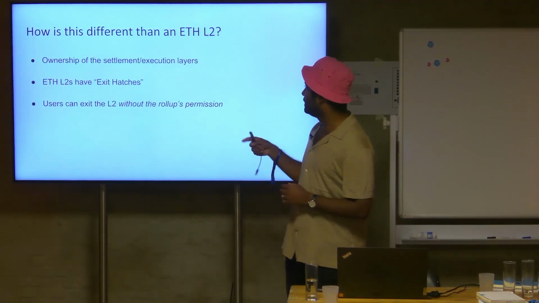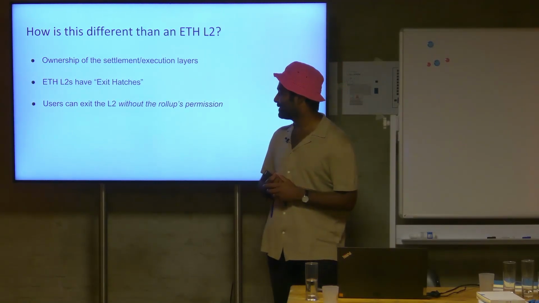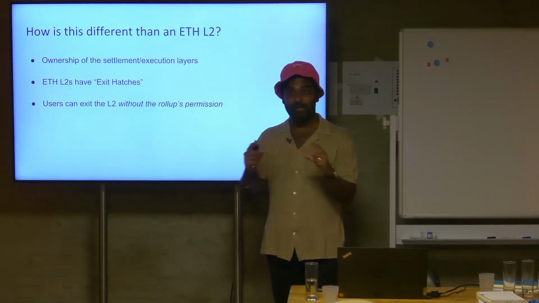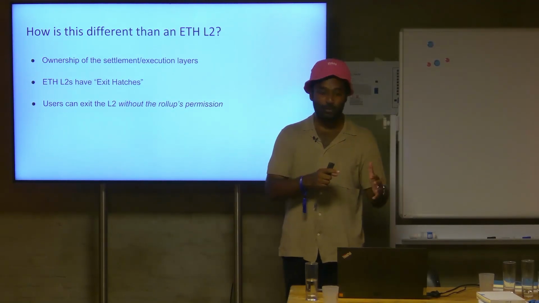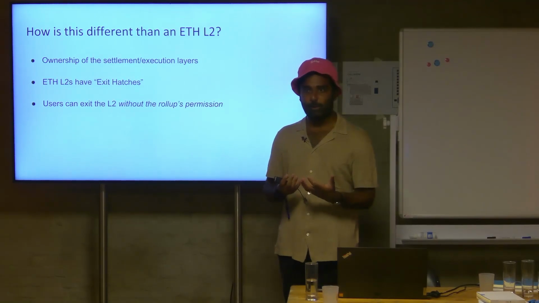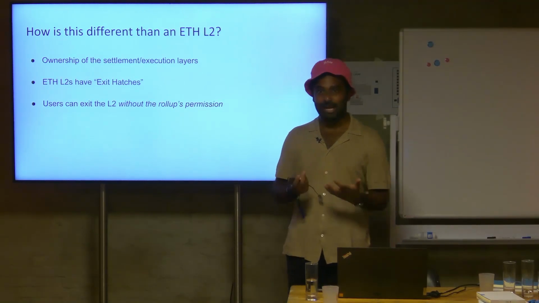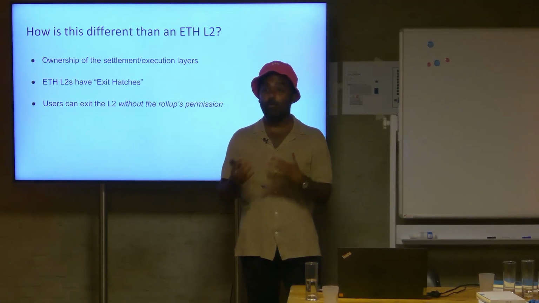So digging into this, how is it different from ETH L2? We've already talked about this at length, but it's ownership over the settlement and execution. A sovereign rollup owns its own execution and settlement. ETH L2s don't. It's fully owned by Ethereum. And one way to really bring home the point here is that ETH L2s have exit hatches, and this is something where the sovereign rollup can never override the exit hatch.